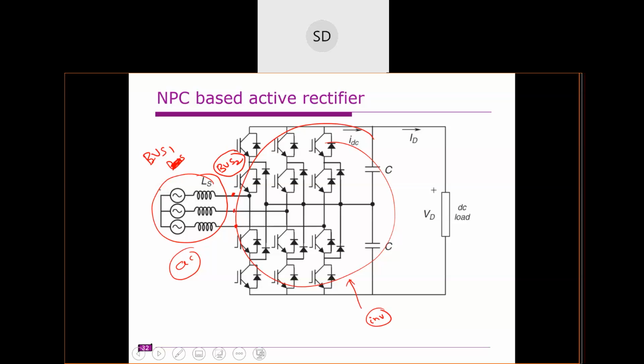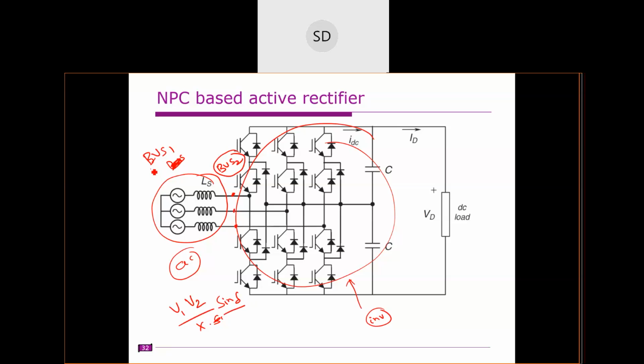So how will it happen? Only when there is an angular difference between the bus 1 voltage and the bus 2 voltage will the power flow actually happen, right? Why? Because we know the basic equation for the power, you remember? What is the power equation? V1 V2 by X sine delta. So this is the equation, right?